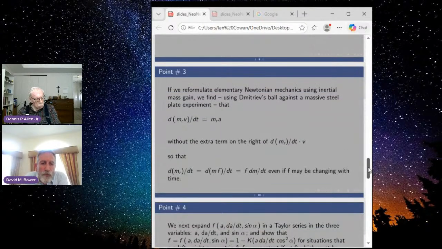If we reformulate elementary Newtonian mechanics using inertial mass gain, we find, using Dimitriev's ball against a massive steel plate experiment, and the paper is referenced above, that d(m sub r v)/dt equals m sub r a without the extra term on the right, so that d m sub r/dt equals d of the product of m and f, dt, equals f dm/dt, even if f may be changing with time.